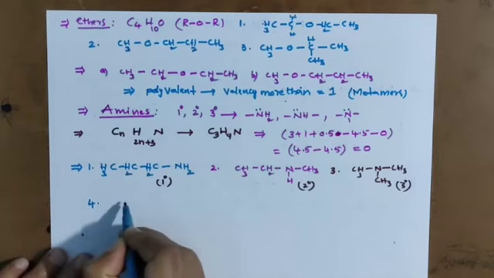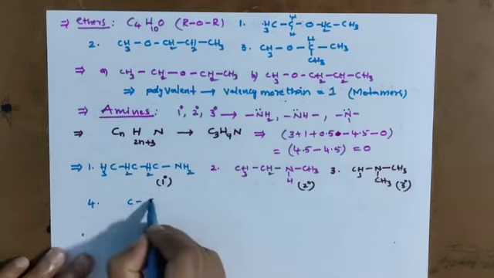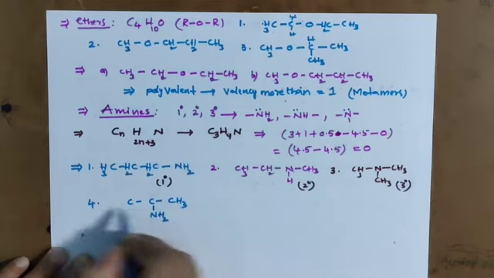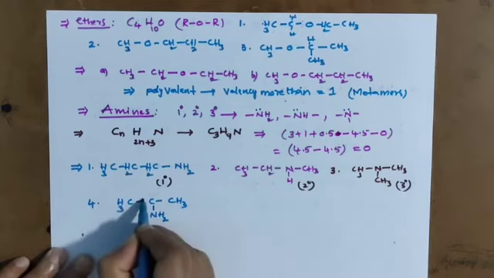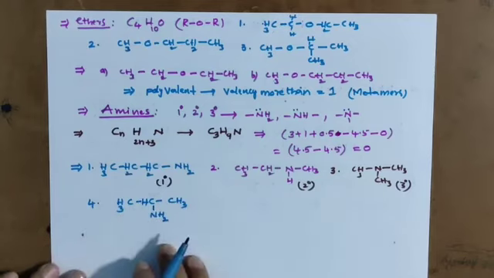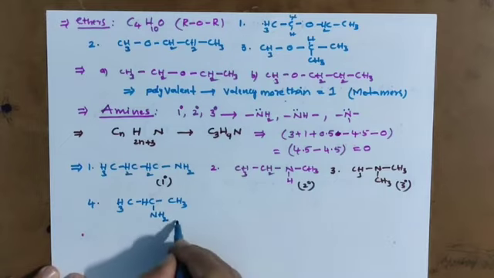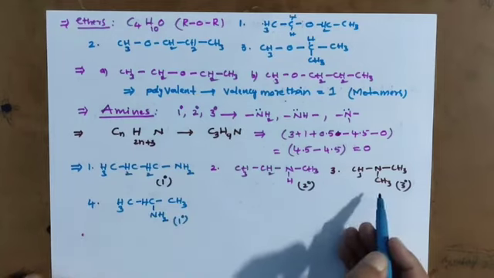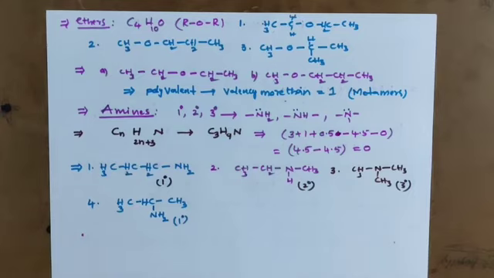See, here I am drawing with 3 carbons, 1, 2, 3, and here I am taking NH2 group. CH3, CH3, CH. This is also 1 degree only. So 1 degree amines 2 you are getting, 2 degree amine 1, 3 degree 1. Means 4 structural isomers you are getting.